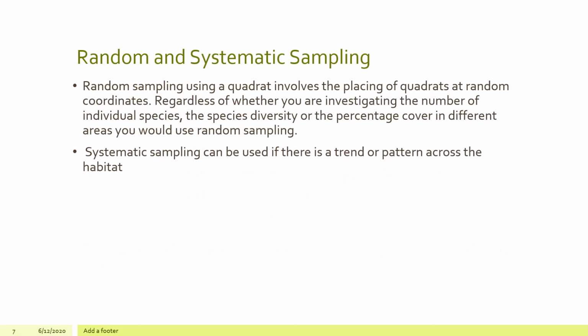Random and systematic sampling. Random sampling using a quadrat involves placing quadrats at random coordinates. Whether you're investigating the number of individual species, the species diversity, or the percentage cover in different areas, you would use random sampling. On the other hand, less commonly used systematic sampling can be used if there's a trend or pattern across the habitat. Another key concept is a transect. It's a line along which systematic sampling occurs, so the systematic sampling occurs only on that line. Also, one more definition you will need to know is concordant results. They are results that are similar.